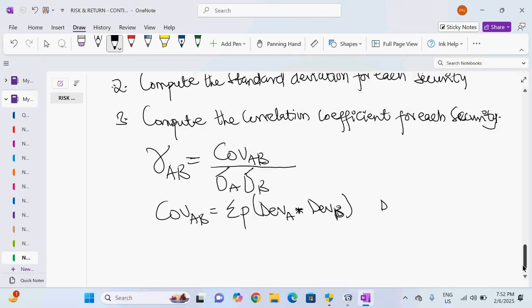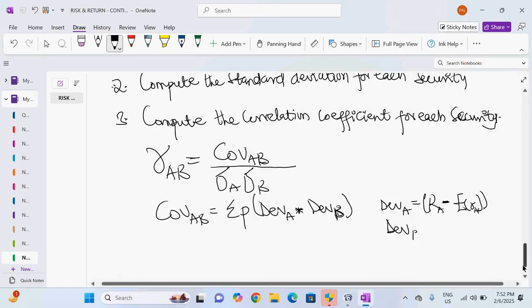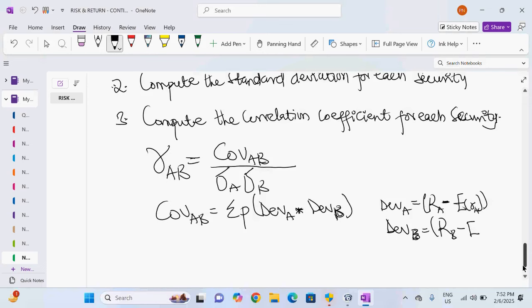And I believe I talked about deviation. The deviation of A would be the return of A minus the expected return of A. The deviation of B is also the return of B minus the expected return of B. So that is what I mean by deviation for each of them.